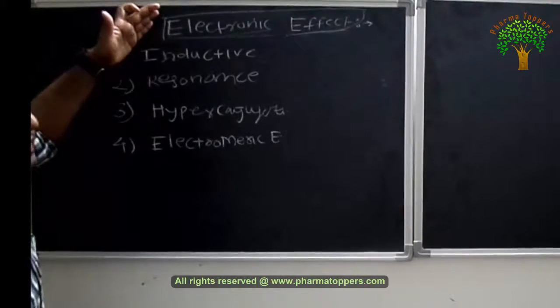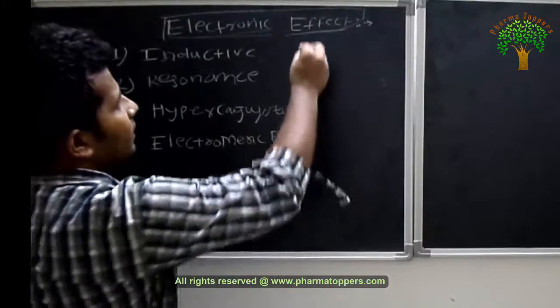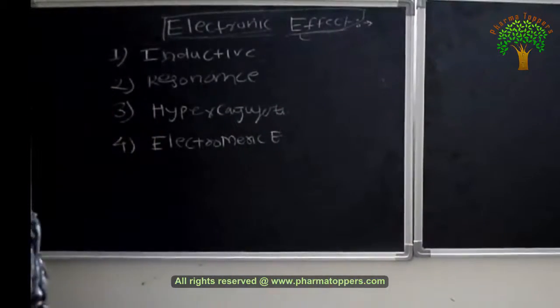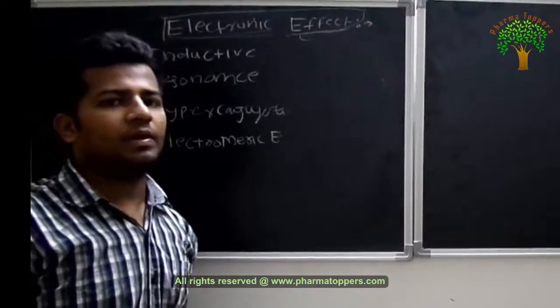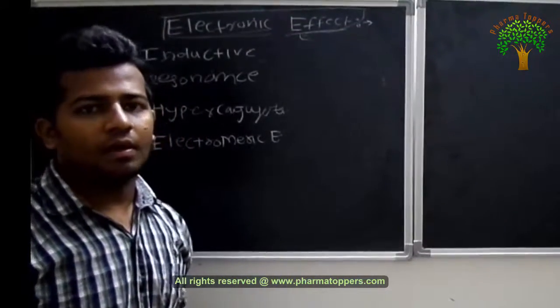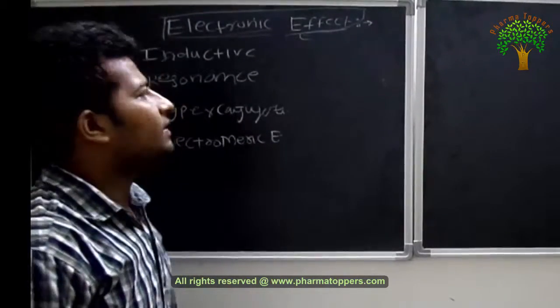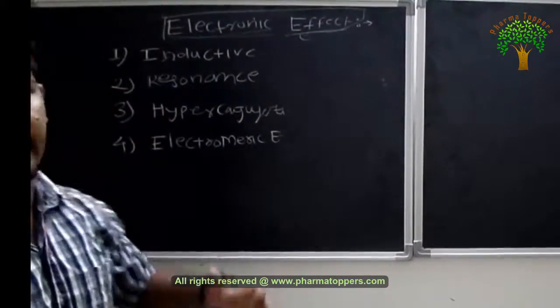What is the application of this electronic effect? Electronic effect mainly indicates which substituent or which functional group will come and attack on which position of any aromatic ring, or which type of product will form. That can be predicted by knowing the electronic effect.